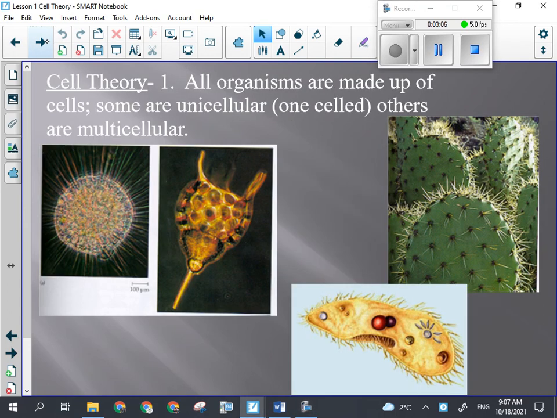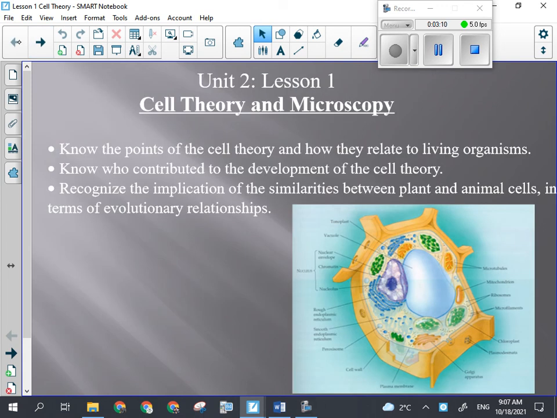Okay, first point of the cell theory. Okay, actually, let's go back one here. Let's brainstorm. Okay. What are some characteristics of all living things? Okay, yes. Yeah. They use oxygen. Okay, they have some kind of metabolism. Okay, use oxygen. Okay, what else? Okay, made up of cells.